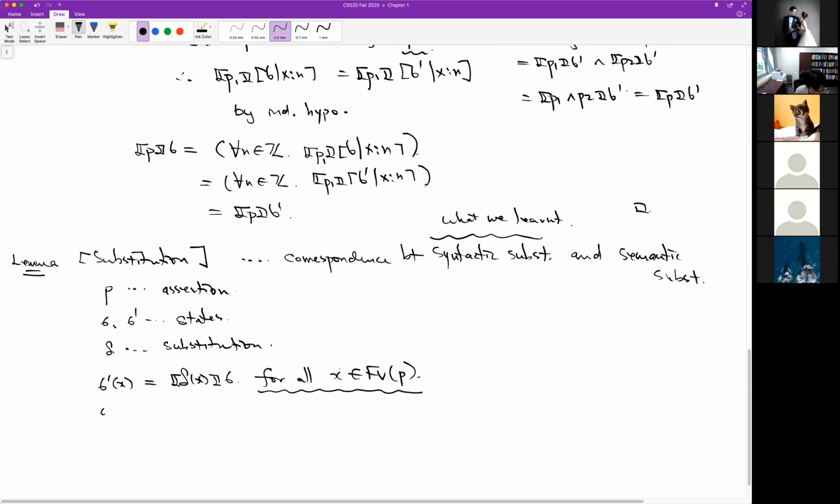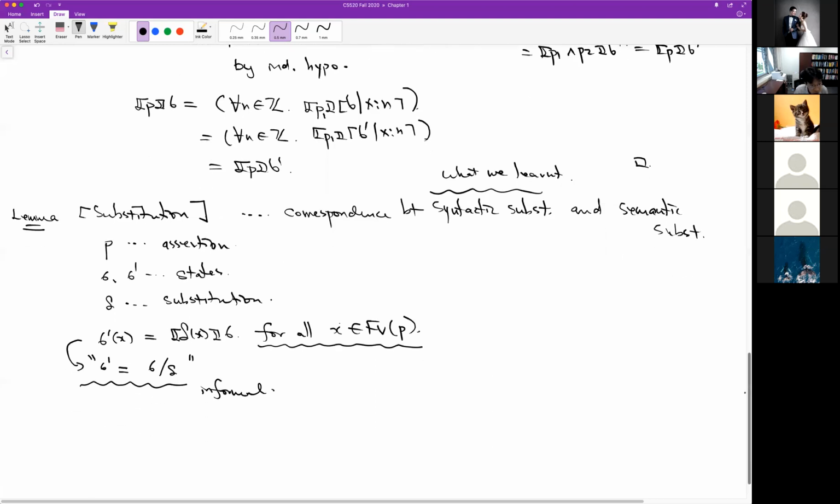intuitively, this means that sigma prime is obtained by applying the substitution on sigma. So sigma is a mapping, and sigma prime is something that we obtain by applying the substitution on sigma. I mean, this is an informal word. And the formal property that I just told you is that sigma prime of x is the same as delta of x on sigma.